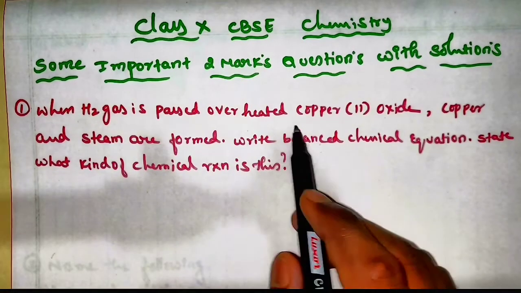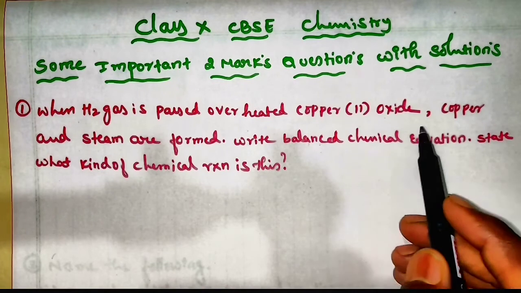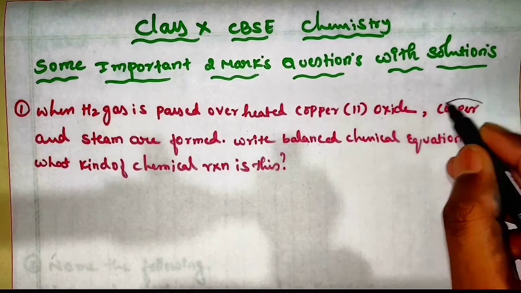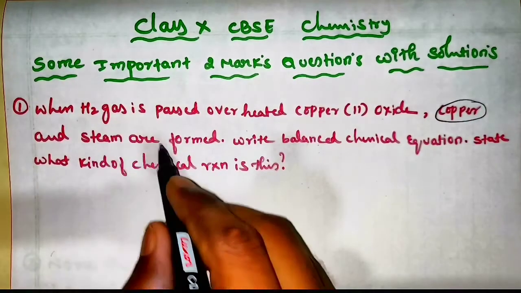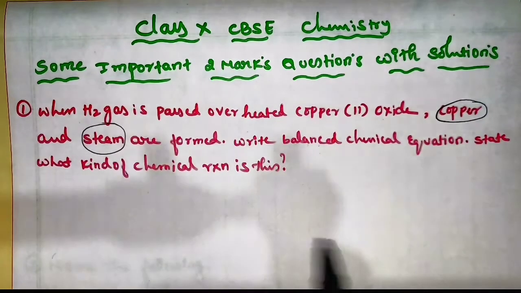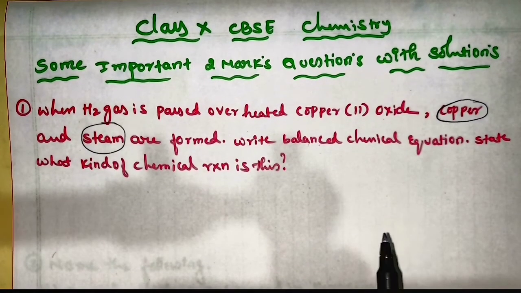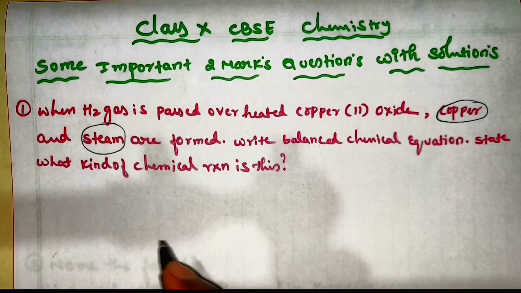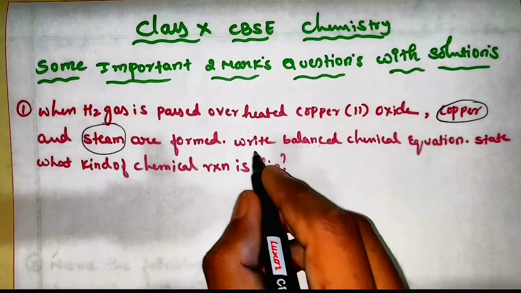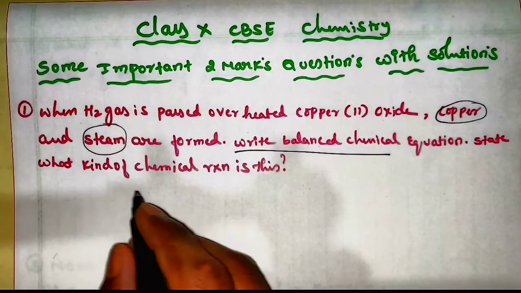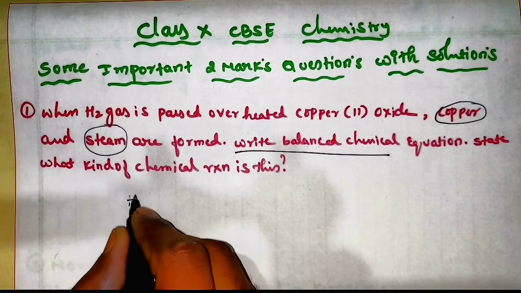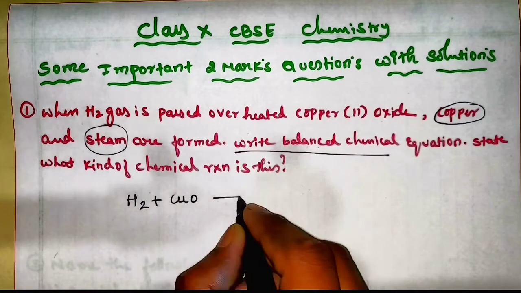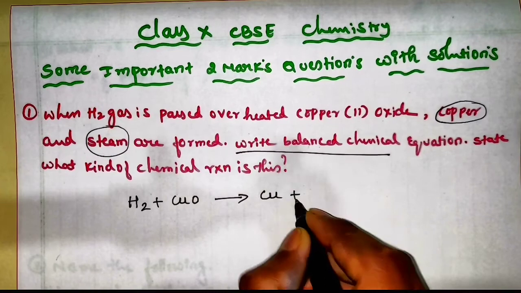passed over heated copper oxide, copper and steam are formed. So these two are the products. Copper and steam are the products. Steam means H2O. Write a balanced chemical equation and state what kind of chemical reaction it is. Firstly, they are asking to write a balanced chemical equation. So we have H2 plus CuO producing Cu plus H2O.